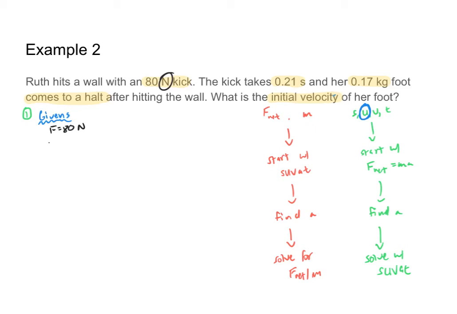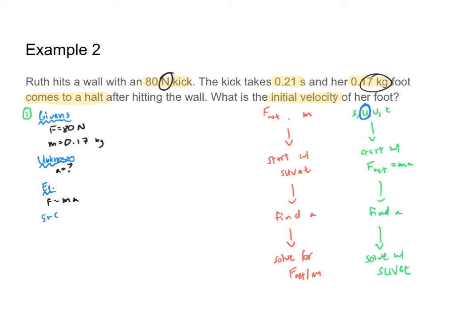I also know that the mass of her foot is 0.17 kilograms, since I can see the units there for her foot. And I know that my unknown here must be acceleration, since that is what I have to find according to my roadmap over here. So that means that my equation is going to be F equals ma, force equals mass times acceleration.